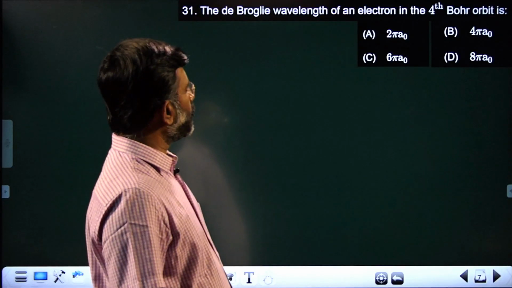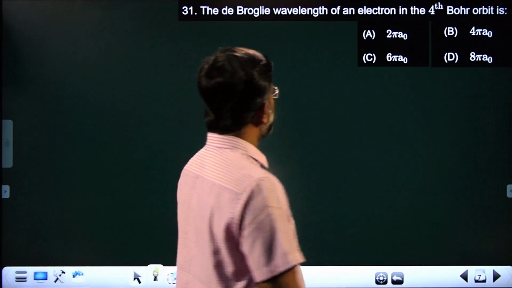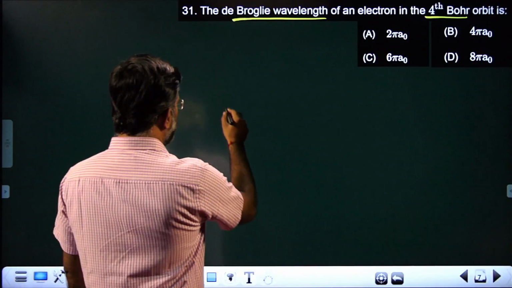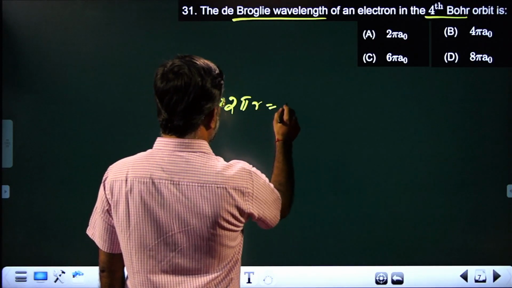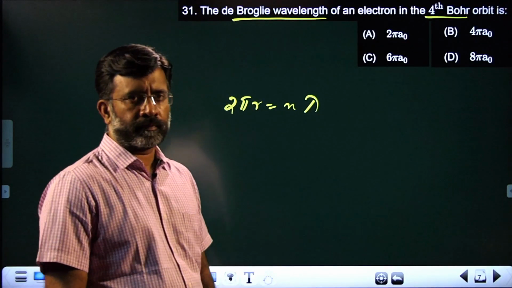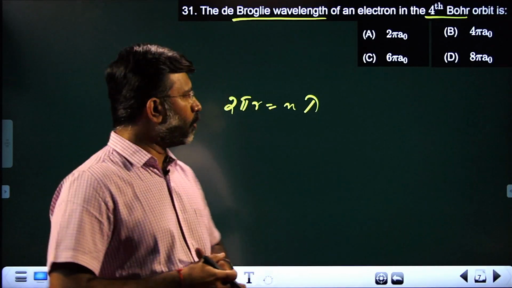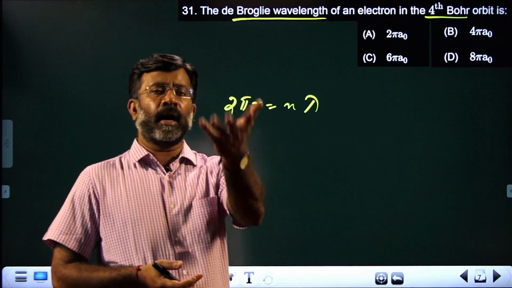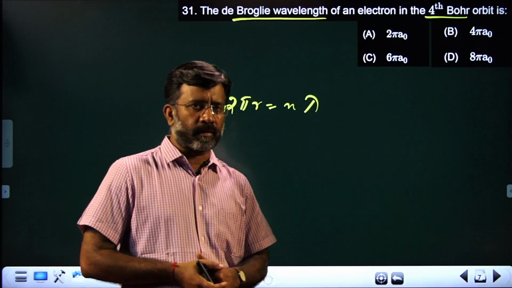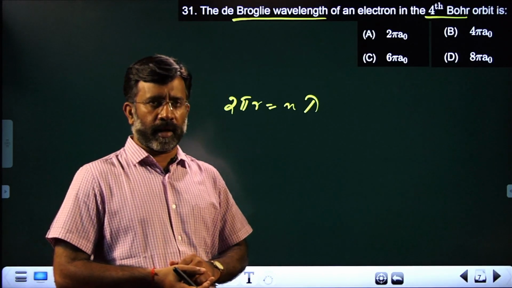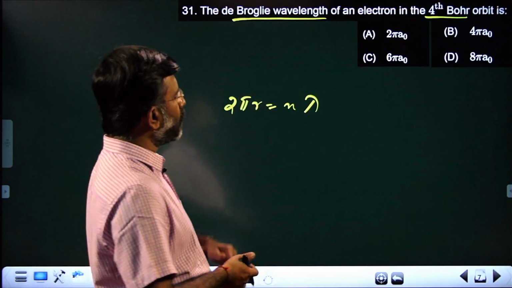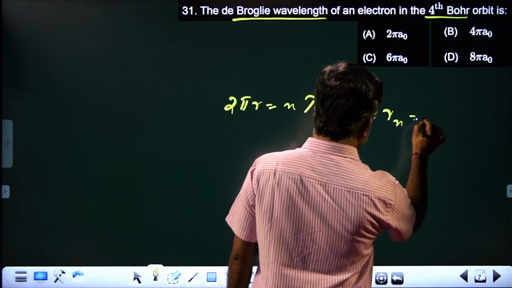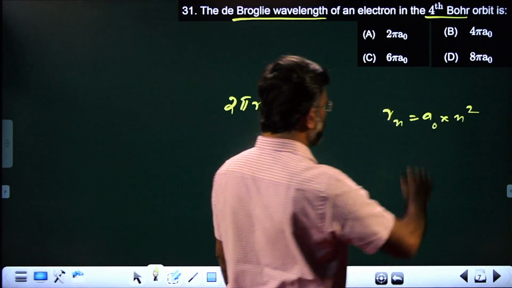The de Broglie wavelength of an electron in the 4th Bohr orbit is... You know, 2 pi r is equal to n lambda. A very famous relation, all of you know, 2 pi r is equal to n lambda, right? Or you can derive it from the angular momentum equation. Now here we are talking about the 4th orbit, and you know the relation for r: rn is equal to a0 into n square.